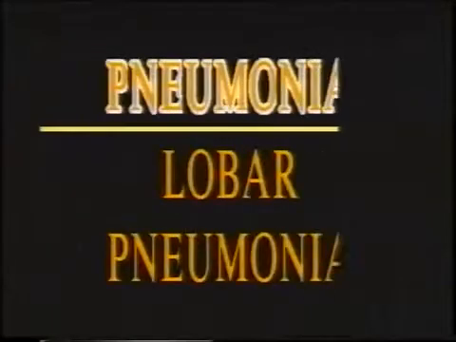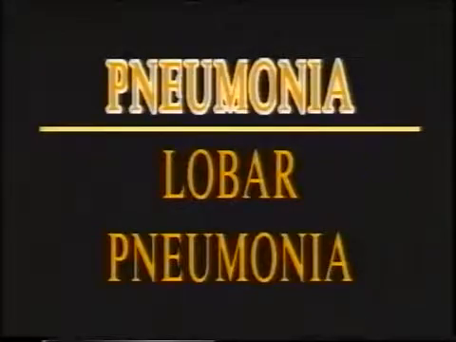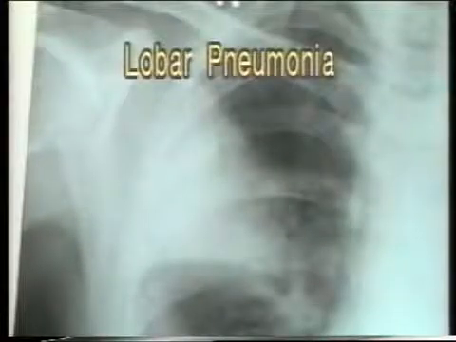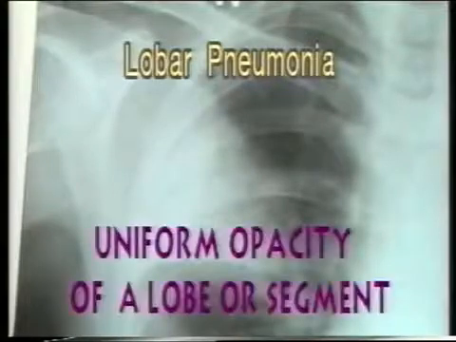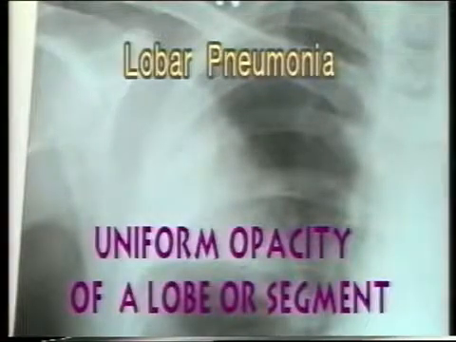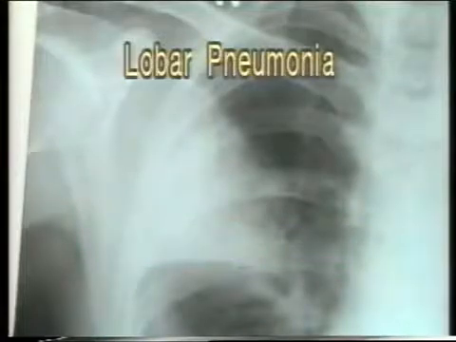Pneumonia. The radiological feature of infective pneumonia is consolidation. In lobar pneumonia, there is a uniform opacity of a lobe or segment without any displacement of the neighboring structures like fissures, diaphragm, or trachea. Note the uniform opacity restricted to a single segment.